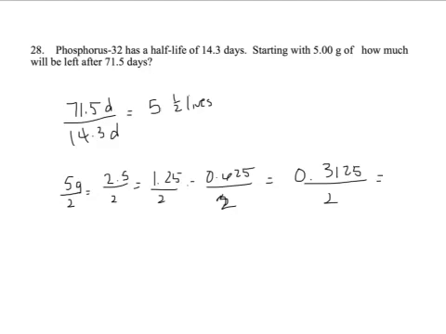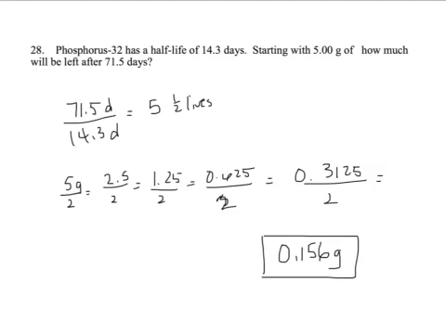Your answer should have 3 significant digits because 14.3 is 3, 71.5 is 3, and 5.00 is 3, so I'm going to round my answer to 3 sig figs: 0.156 grams. Make certain you use unit labels.